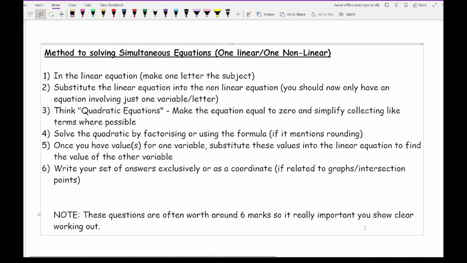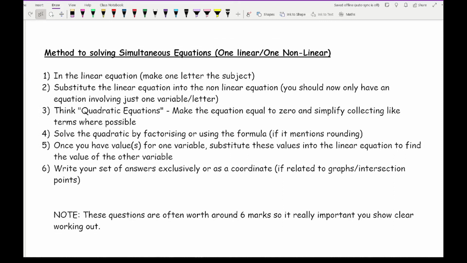So let's just quickly go over the method to solving a simultaneous equation where one of the equations is non-linear and one of them is linear. So the first thing you want to do, and again, if these steps make absolutely zero sense, do not worry. When we go through some examples, hopefully we'll go through each of these steps and show you how you can maximize your marks.